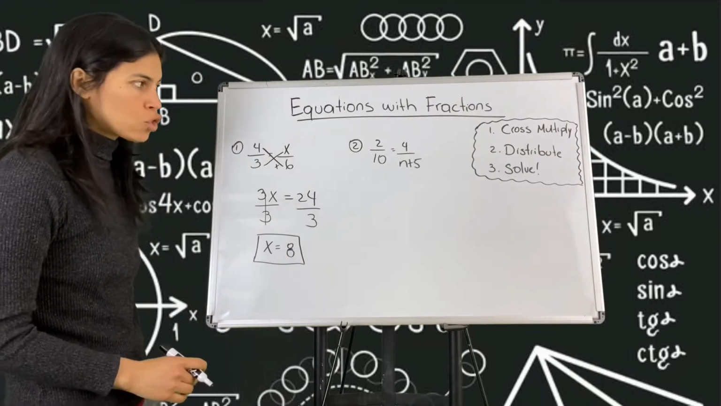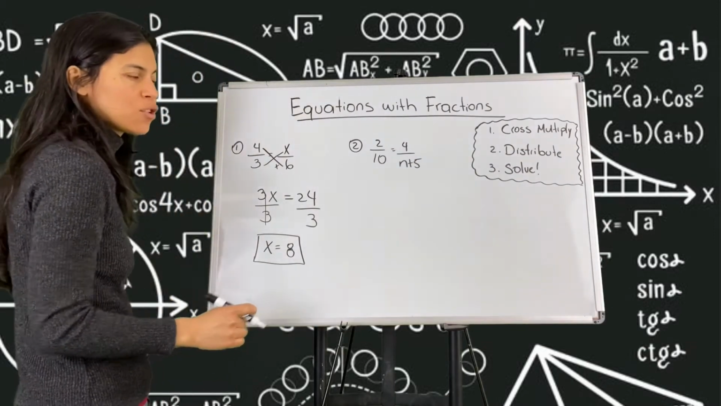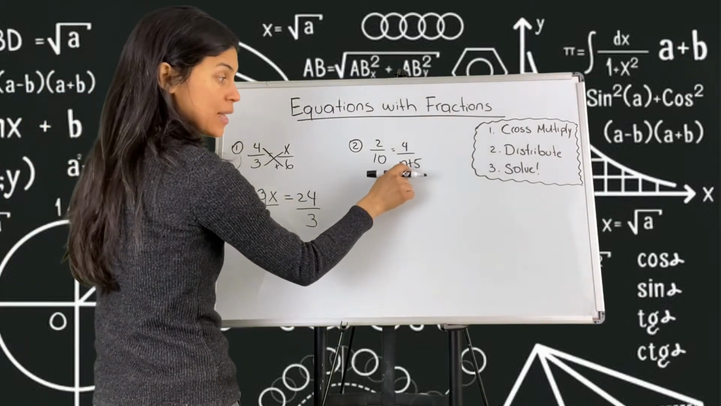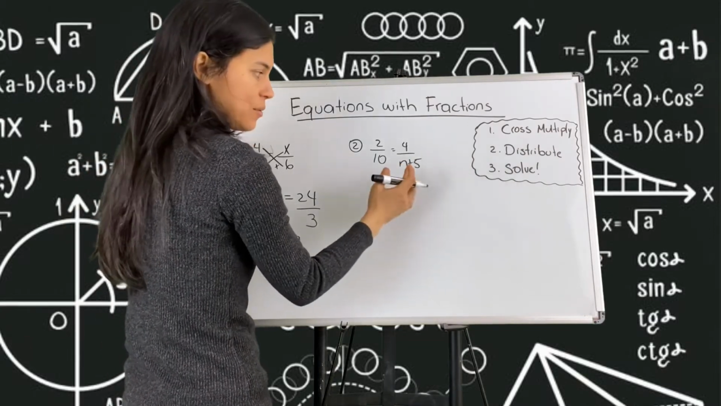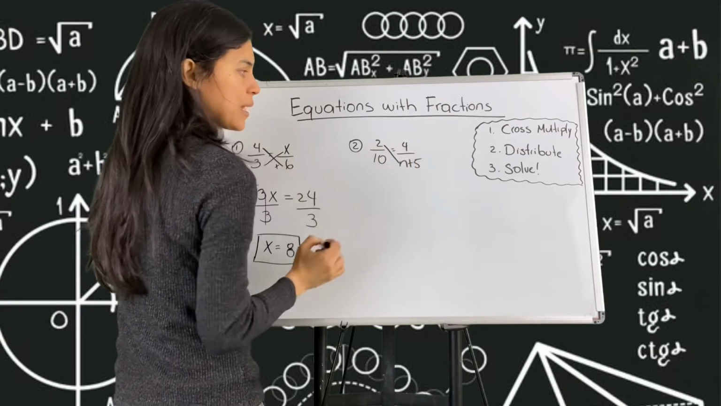For number 2, let's do the same. I like my n's to the left, so I'm going to multiply the side that has the n first. This is the one that has my variable. It can be n or any other letter. So let's multiply 2 times n.